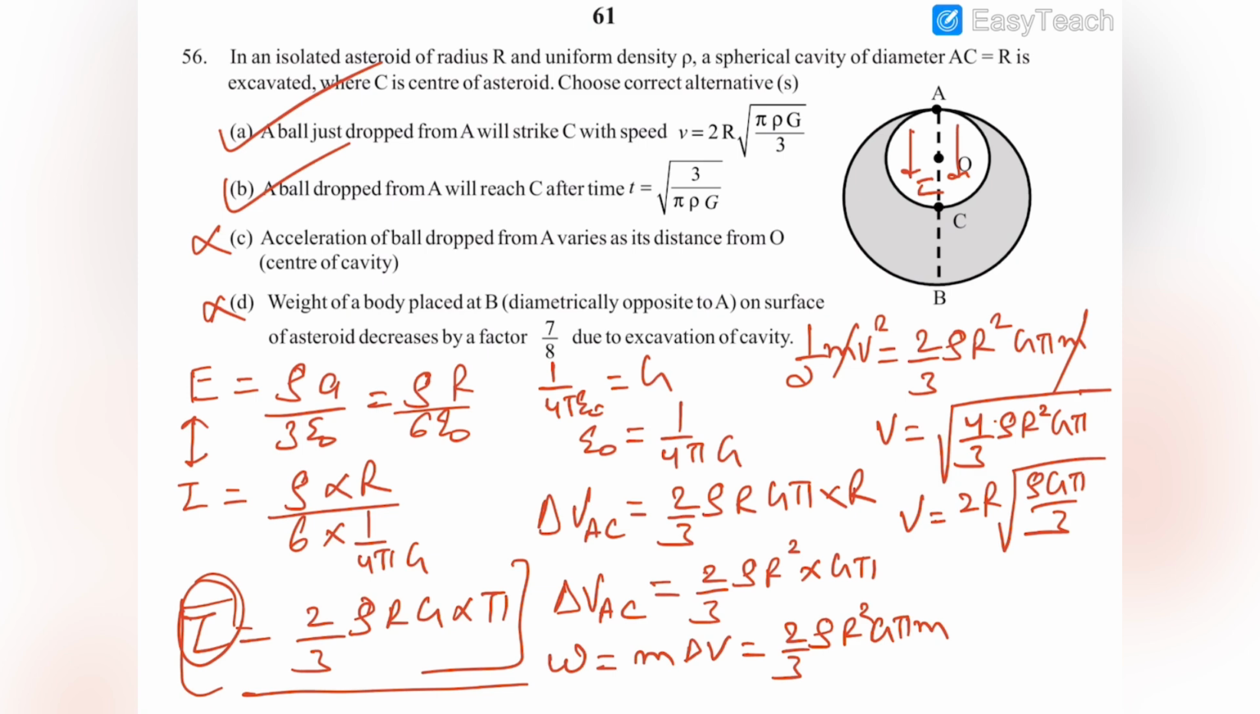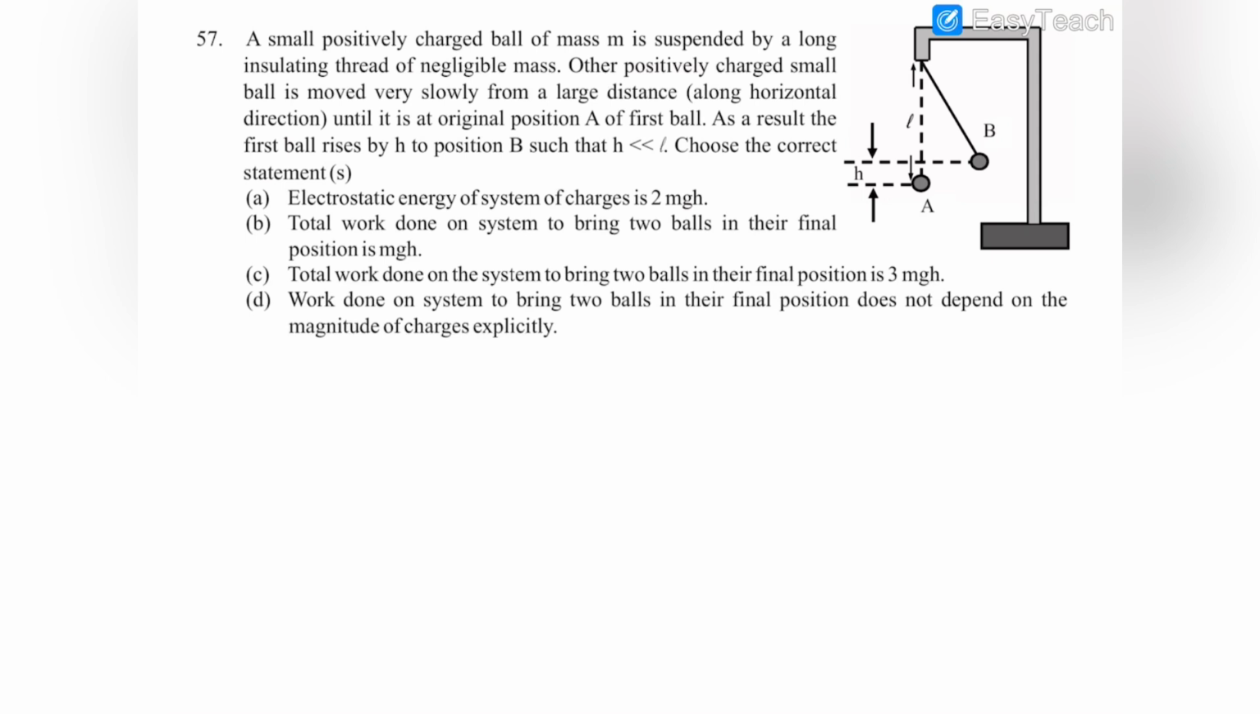Now we move on to the next question. In this question, you can see that there is a small positively charged ball B of mass m, which is suspended initially with a rope of length L. Another ball of the same mass m and some other charge is moved from infinity, and it is being hinged from this point, and it is moved along this line so that it repels B. In the final equilibrium position, B is at a small angle theta, and it is raised to a height of h from the initial position due to the electrostatic repulsion of A.